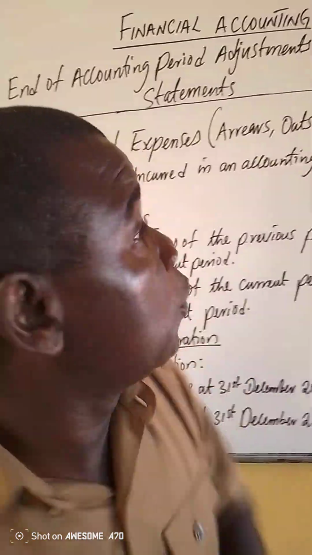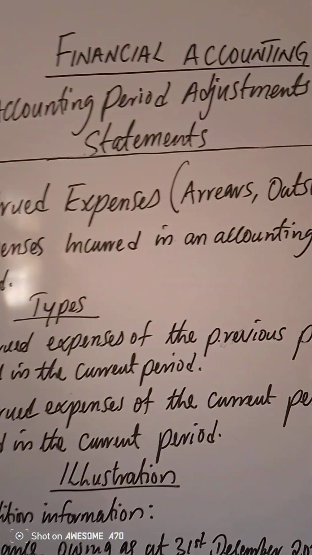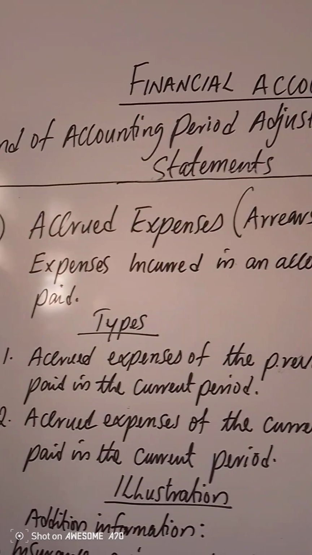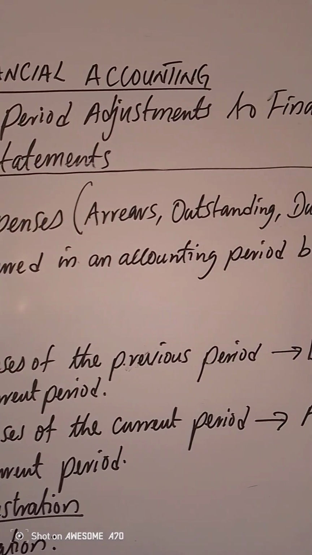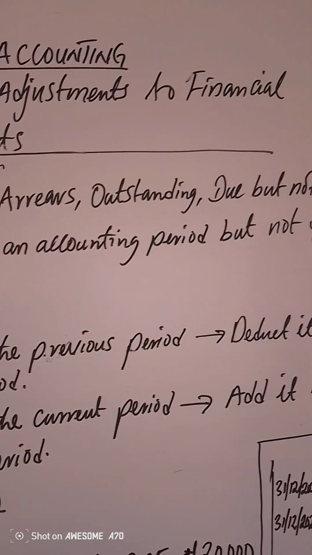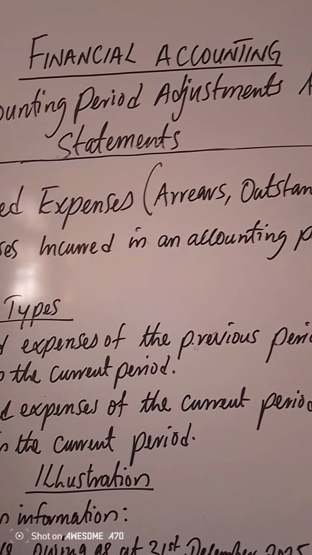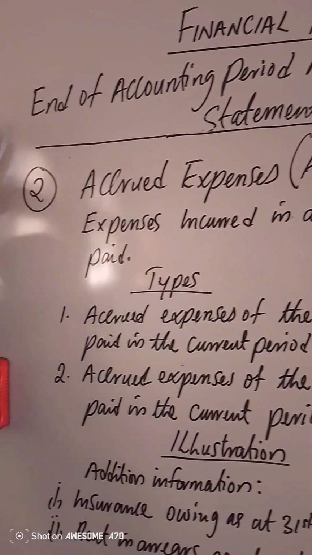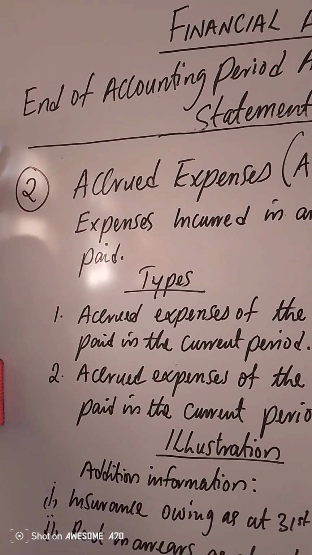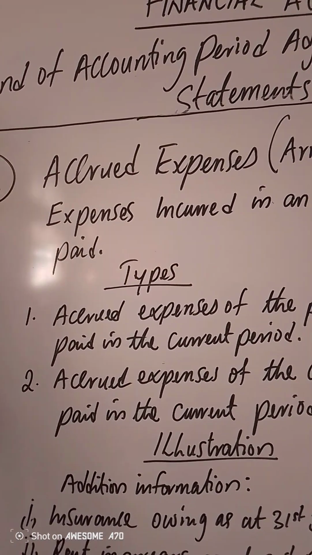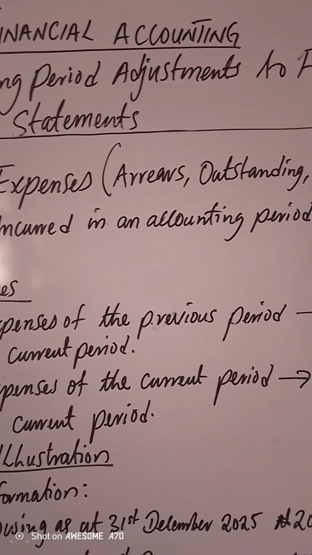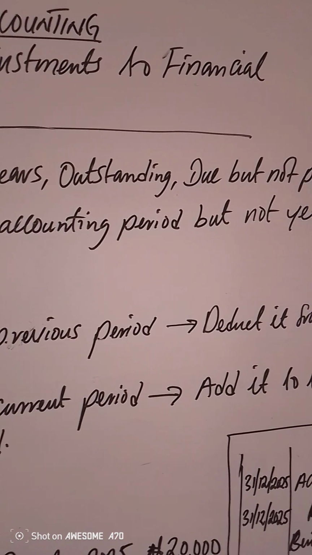In today's video and class, we are going to continue with end of accounting period adjustment to financial statement of a sole trader. And mind you, if you are following me, you will discover that we already treated the first one, which is closing inventory. Today, we are going to look at the second one, which is called accrued expenses. Accrued expenses. These are expenses that we already enjoy but are yet to be paid.